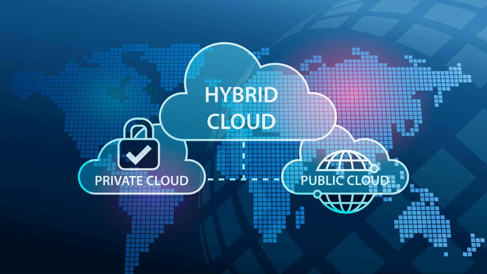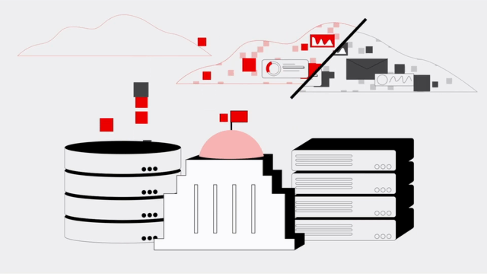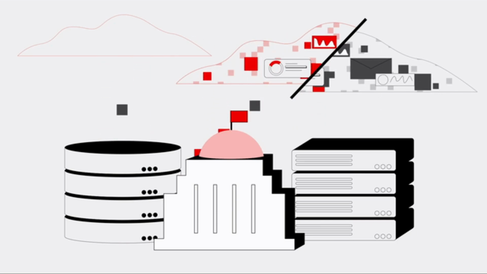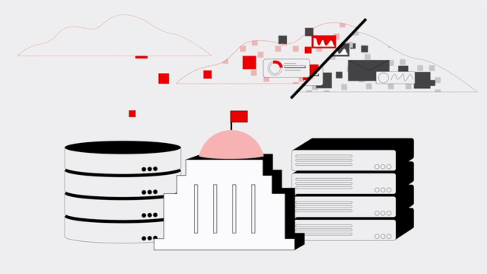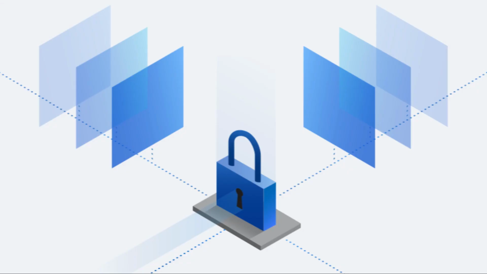Next, hybrid cloud. It's a cloud computing environment that combines both public and private clouds. A hybrid cloud allows organizations to use public cloud resources for non-sensitive workloads and private cloud resources for sensitive workloads that require greater security and control.